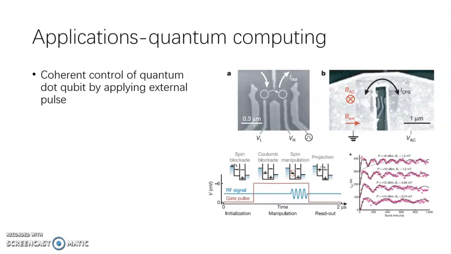The first one might be using quantum dots as qubits for quantum computing. Here is an example using an external RF field to manipulate the spin of qubits and realize a coherent rapid oscillation via the RF magnetic pulse.